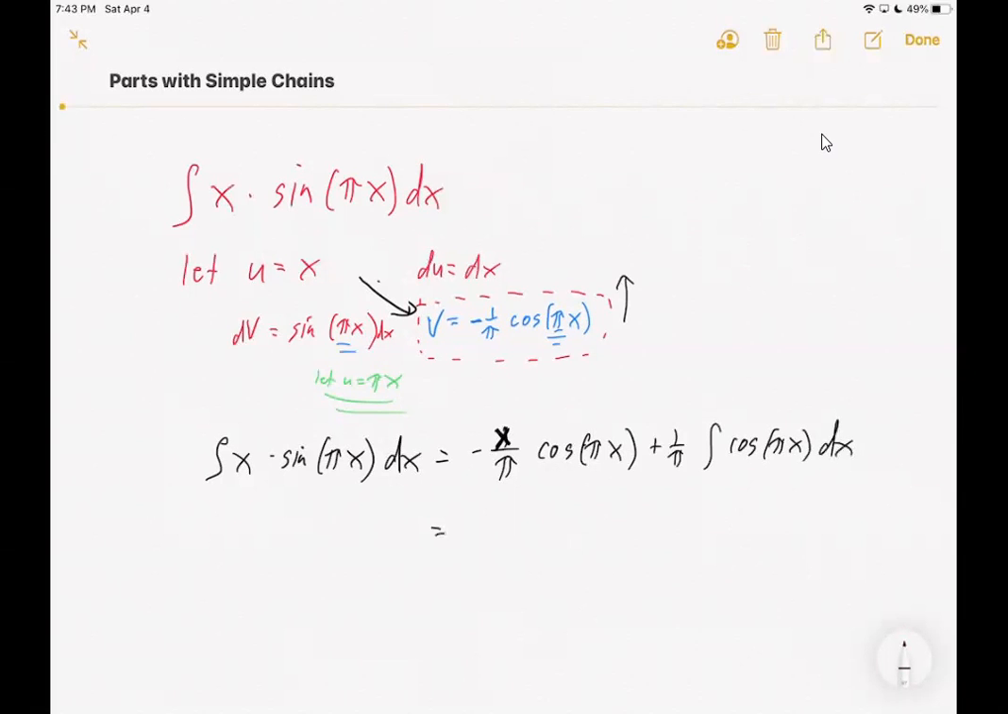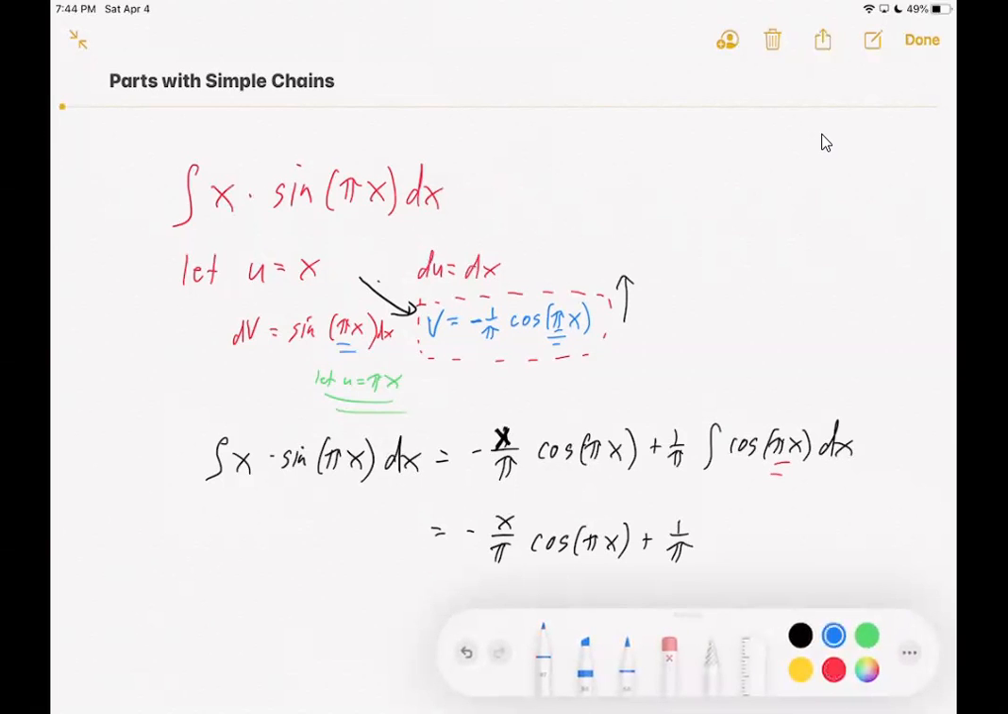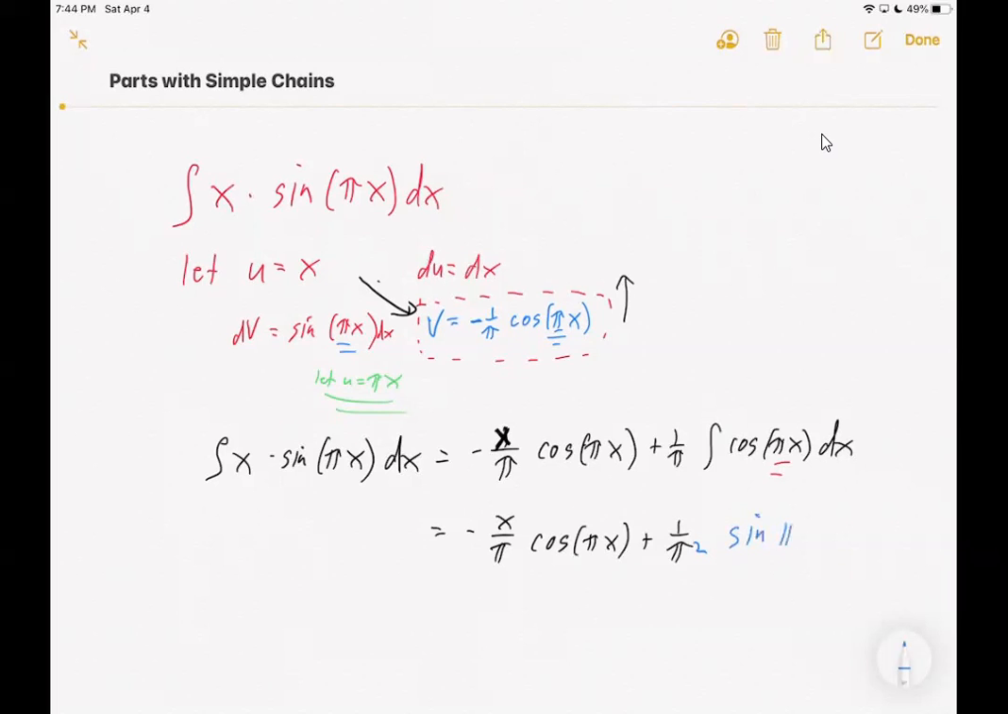All right, so we can copy that down, negative x over pi, take the first term down, cosine of pi x. And here we have a plus, we can copy the constant. And we're back to where we were before. We have to integrate a cosine, but there's a pi x inside. So we're simply going to get an extra factor of pi in the denominator there. And then the integral of cosine becomes a sine of pi x. And then we tack on a c.